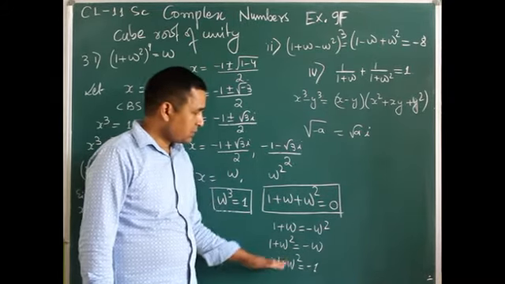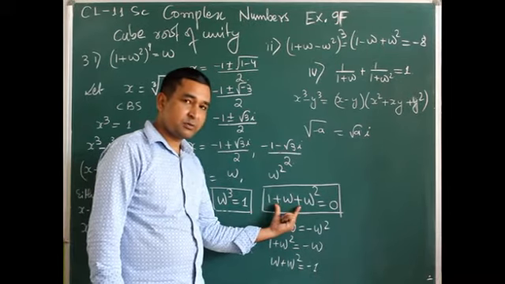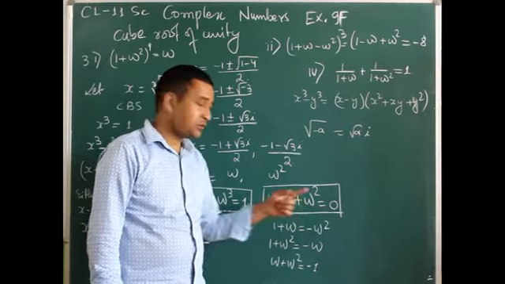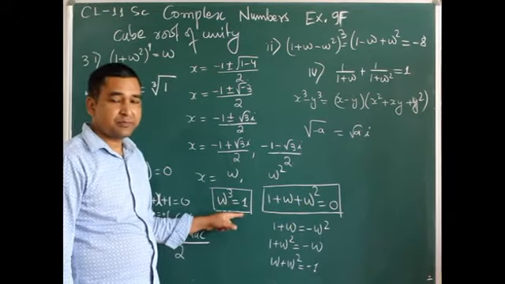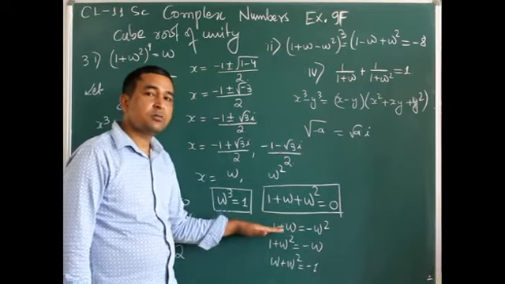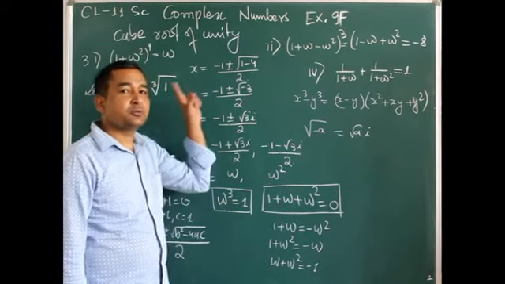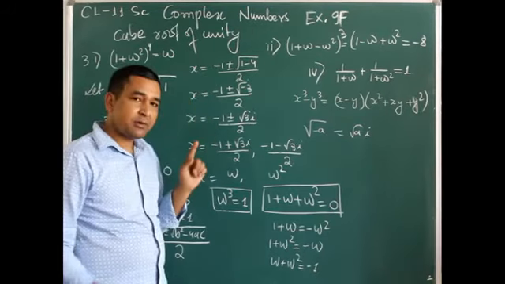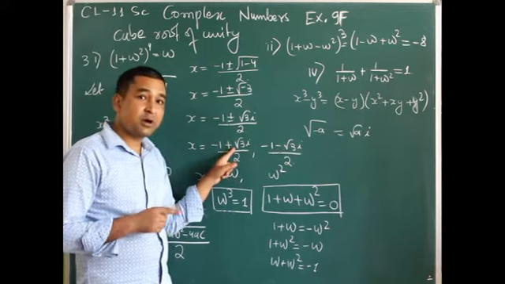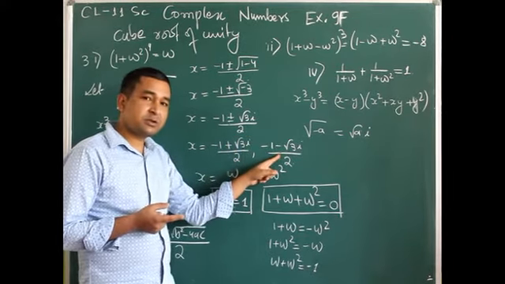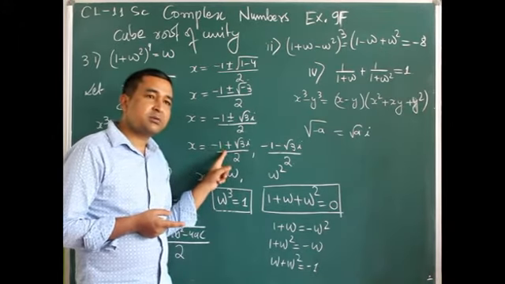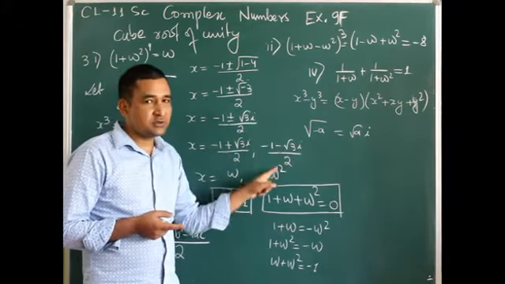Okay. Remember this. These are the main equations. The sum of the three cube roots of 1 is 0, and omega cube is 1. Remember, these are the main properties to solve questions related to cube root of unity. And one main point: if you consider this is omega, then the square of this expression is omega square.